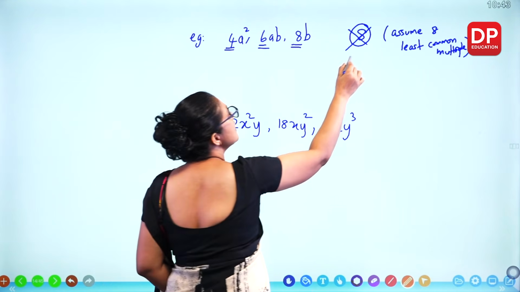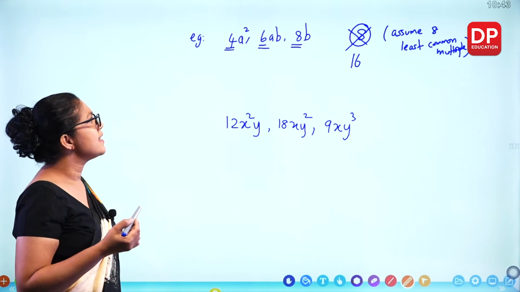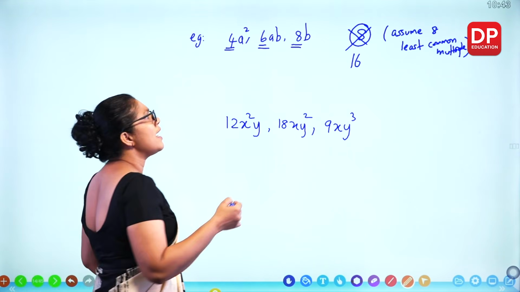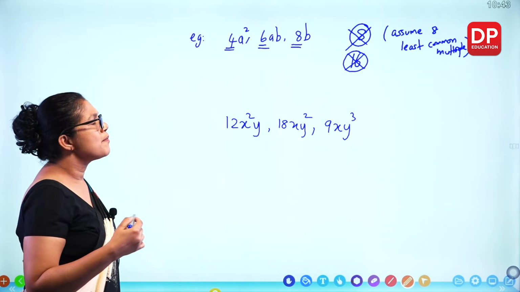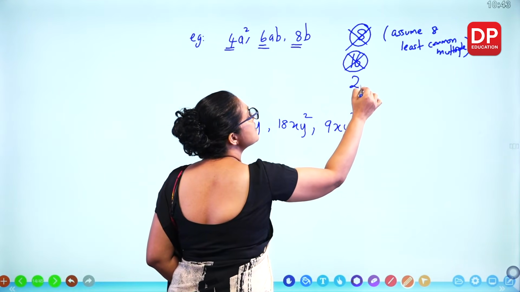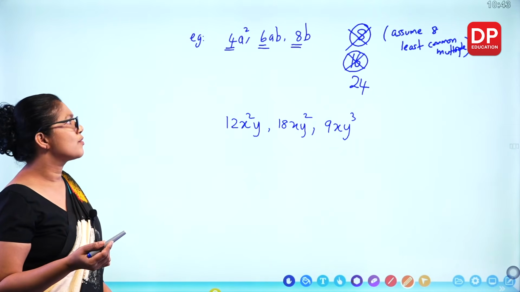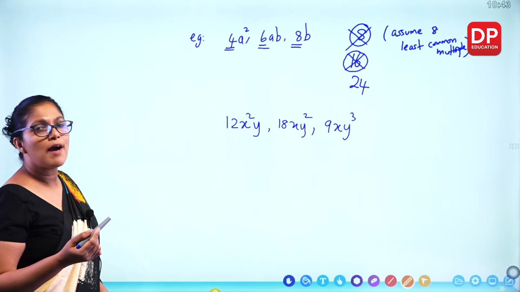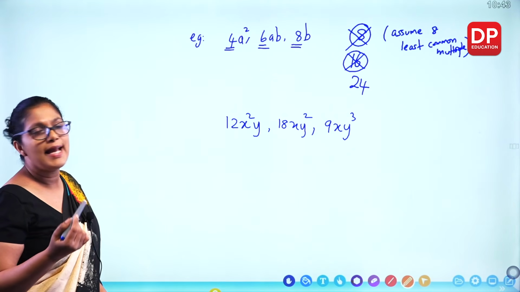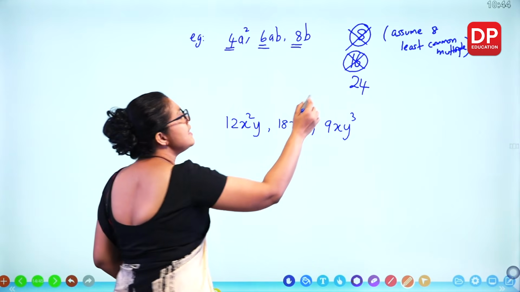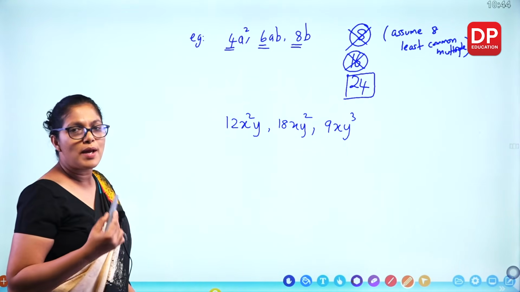Multiples of 8. 8 times 2, 16. Can you divide this by 4? Yes, but we can't divide this by 6. So here again you have to ignore. 8 times 3, then the next number is 24. Can you divide 24 by 4? Yes, you can. What about 24 divided by 6? Yes, you can, and it's divisible by 8 as well. So the least common multiple of these three numbers is 24.